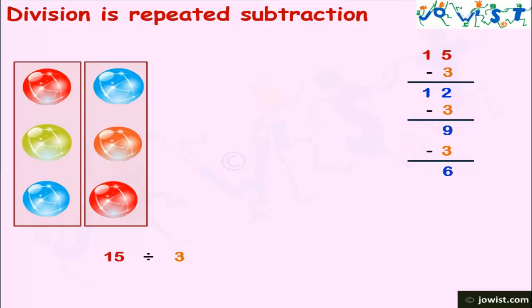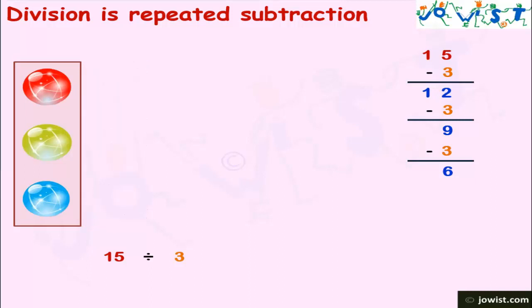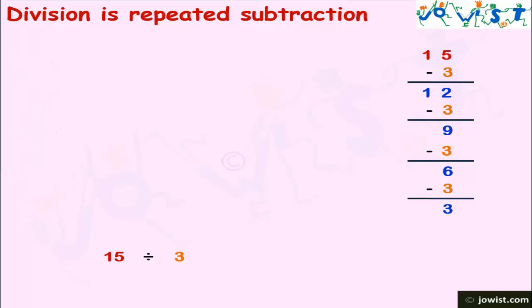Now, we will take away the fourth group. We again took 3 marbles away, leaving 3 marbles. We will subtract 3 from 6. We get a result of 3 marbles. Let's take the fifth group away. We again took 3 marbles away. Let's subtract it from 3. Subtracting 3 from 3, we get 0.